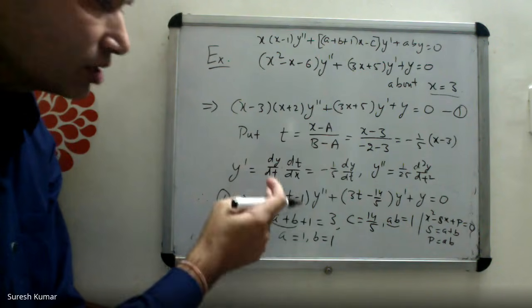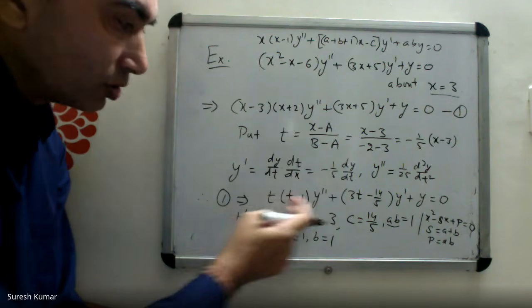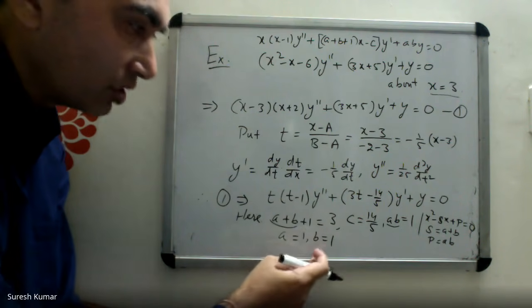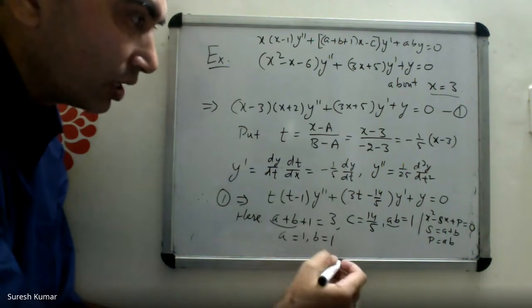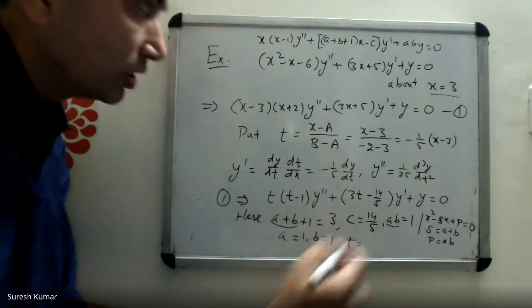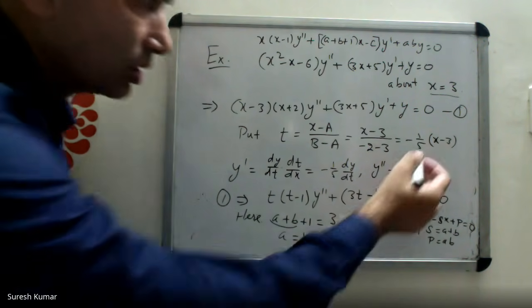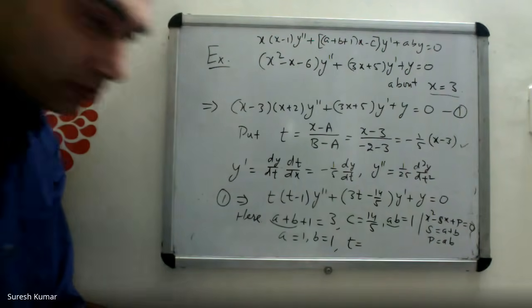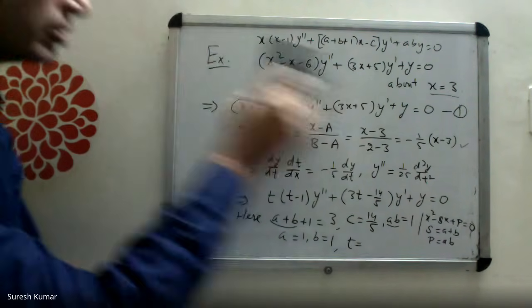So in this hypergeometric differential equation, you know all the constants now for the solution. a is 1, b is 1, c is 14 over 5, and what is t? Because you will need t also in terms of x. t is here already. So what is the solution of the given differential equation? What will you write in the end?